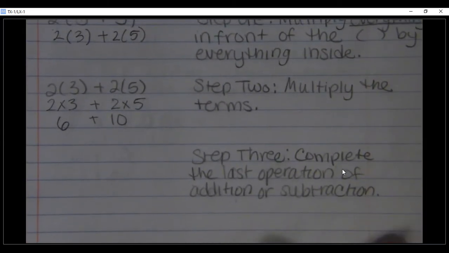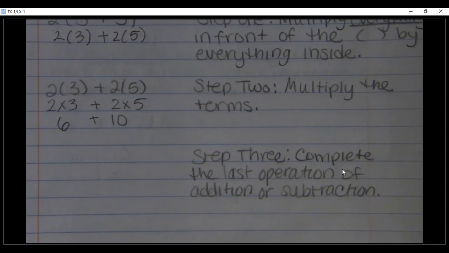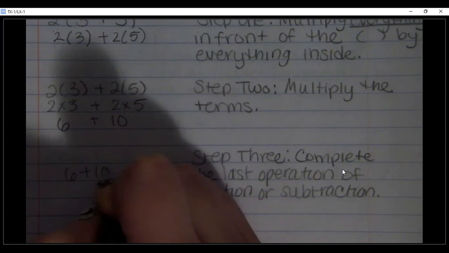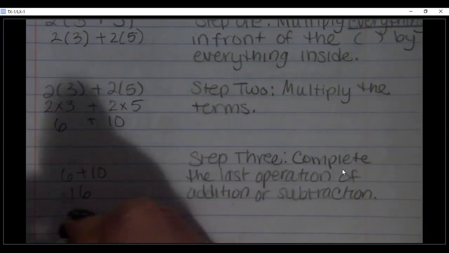And step 3 is to complete the last operation of addition or subtraction. In this example, I have addition. Just know it can be subtraction as well. So I had 6 plus 10, and 6 plus 10 I know is equal to 16.